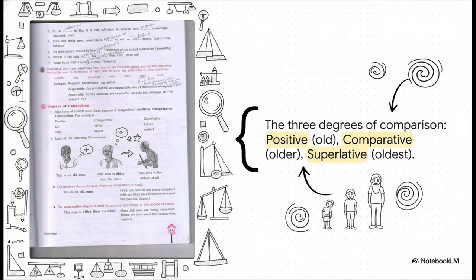On the left, we see an old man. This is a simple description, just talking about one person. In the middle, it says, an older man. Now we're comparing him to someone else. And on the right, we have the oldest man, which means he's being compared to a whole group of people. This shows us the three degrees, positive, comparative, and superlative.